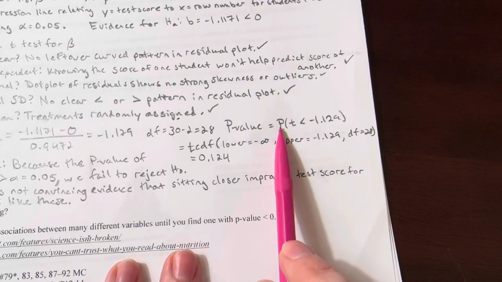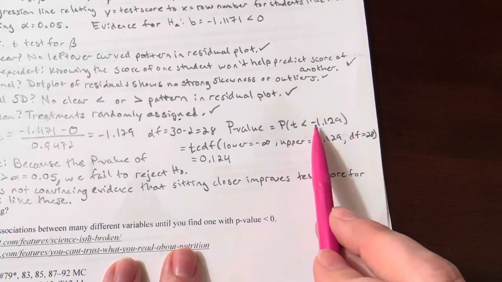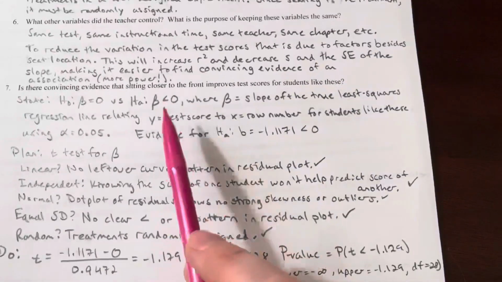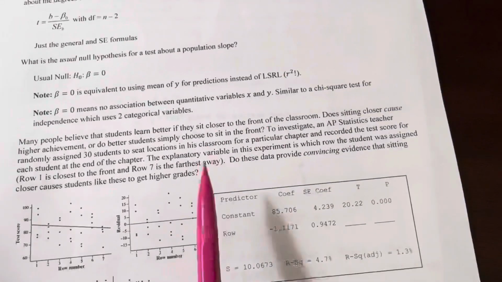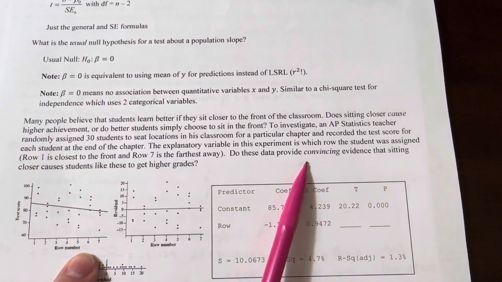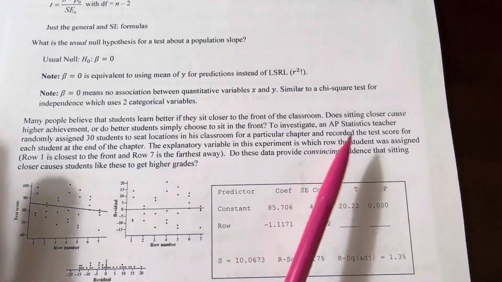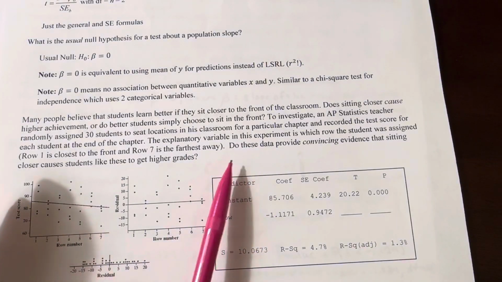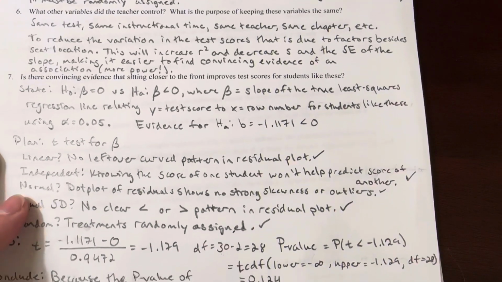Our p-value is going to be the probability that we have a test statistic of t less than negative 1.129. Now, the reason that I know to go less than is that that's the direction of my alternative hypothesis, and that direction of my alternative hypothesis is based on increasing rows, making students get lower grades, which is basically the flip side of the coin from sitting closer causes higher grades. That implies that sitting further away causes lower grades. That's why I'm using this less than here.